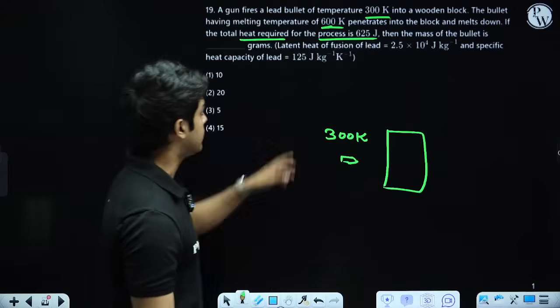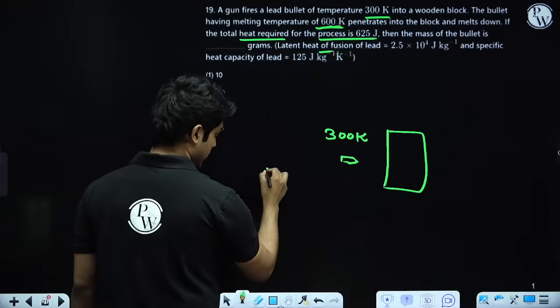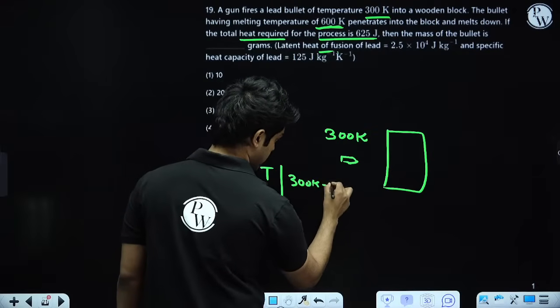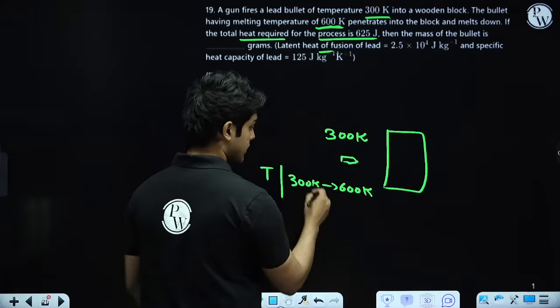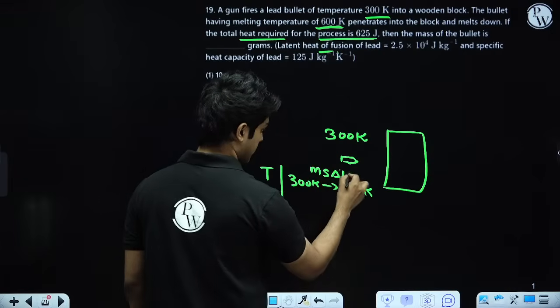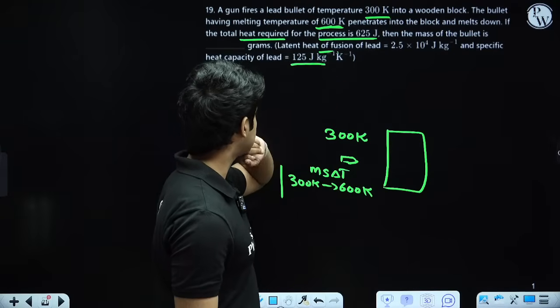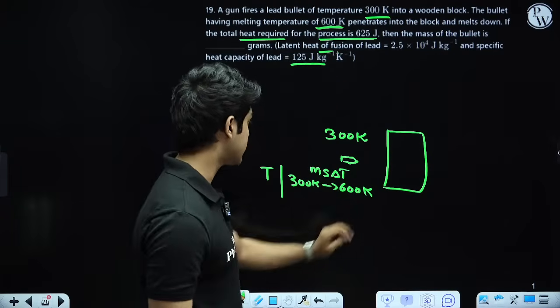So what does that mean? The melting point is 600 Kelvin. So the temperature of the bullet went from 300 Kelvin to 600 Kelvin first, and once again this requires mass times specific heat times delta T. The specific heat capacity of lead is given, that into mass into delta T. Delta T will be 300 Kelvin.